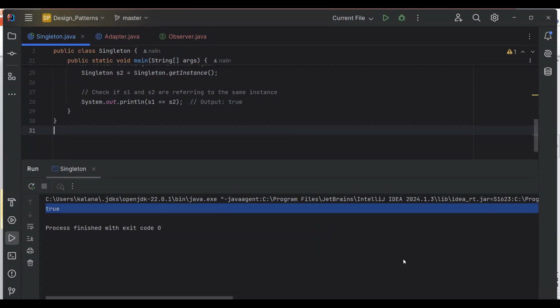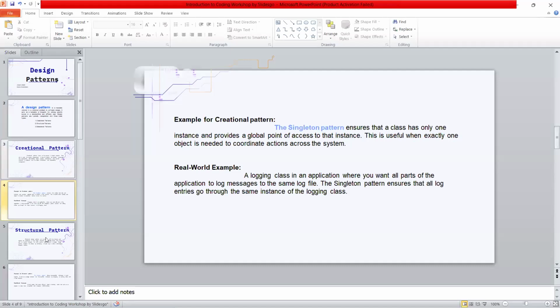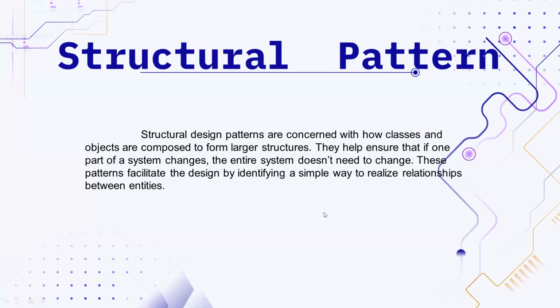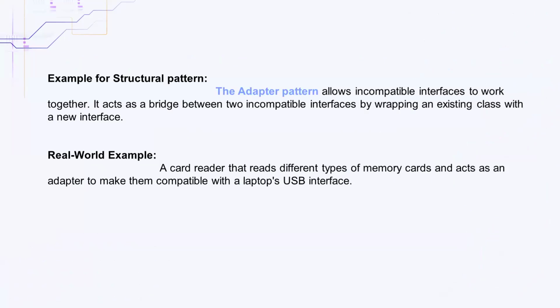So now let's move into the structural pattern. Structural design patterns are concerned with how classes and objects are composed to form larger structures. They help ensure that if one part of a system changes, the entire system doesn't need to change. These patterns facilitate the design by identifying a simple way to realize relationships between entities.